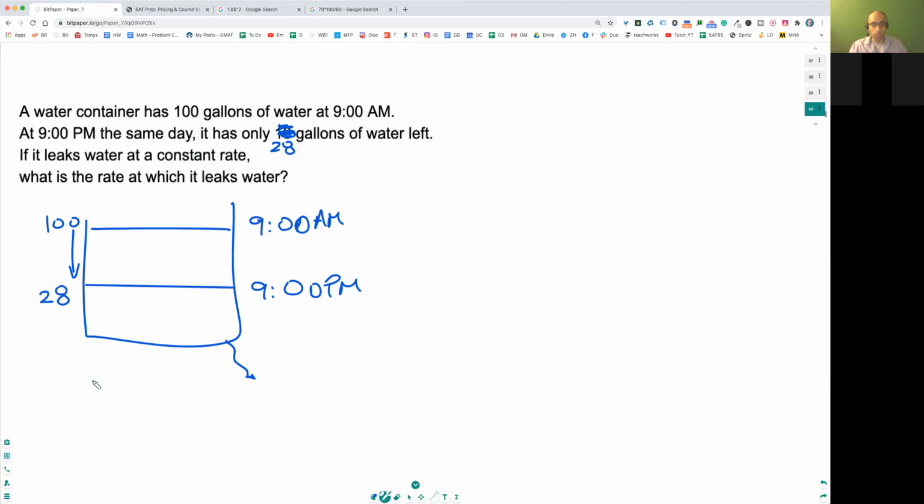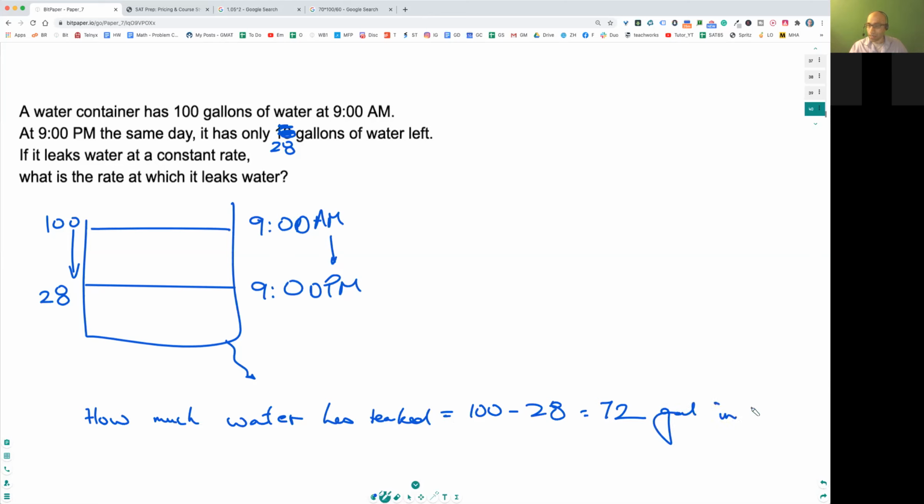So what you gotta do is find how much water has leaked. Just be careful, listen to what I'm saying. How much water has leaked out? Calculate that, and that's going to be equal to 100 minus 28. That's 72. And now, what's the time that has passed? 9 a.m. to 9 p.m., you know that's 12 hours. So 72 gallons has leaked out in 12 hours.